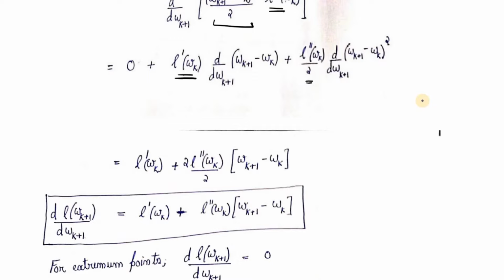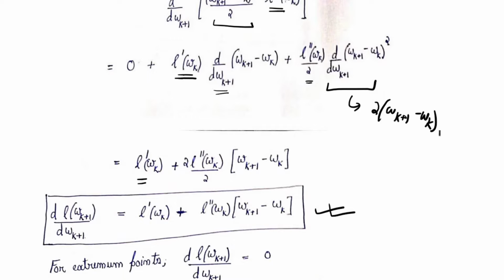We solve further, and this is what we get. L'(wk) we have, because wk plus 1 minus wk, if we are differentiating with respect to d by d wk plus 1, this entirely gets cancelled and is equal to 1. L''(wk) by 2 will be used as it is, and this term resolves to twice of wk plus 1 minus wk, which we are writing over here. And on solving further, both this 2 and 2 get cancelled, and this is the eventual derivative we get.